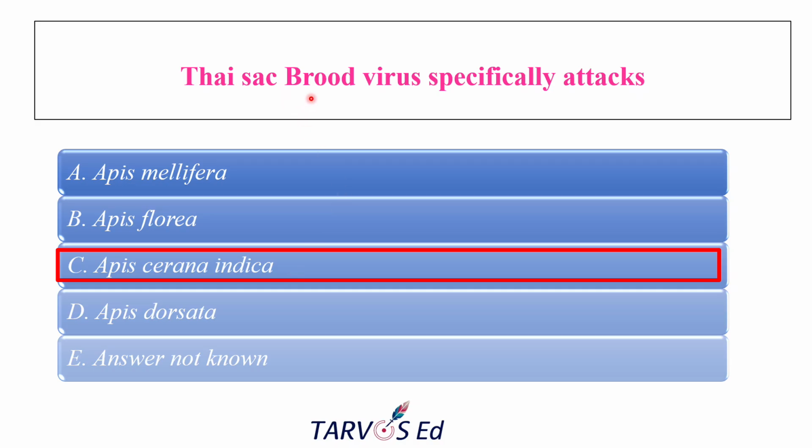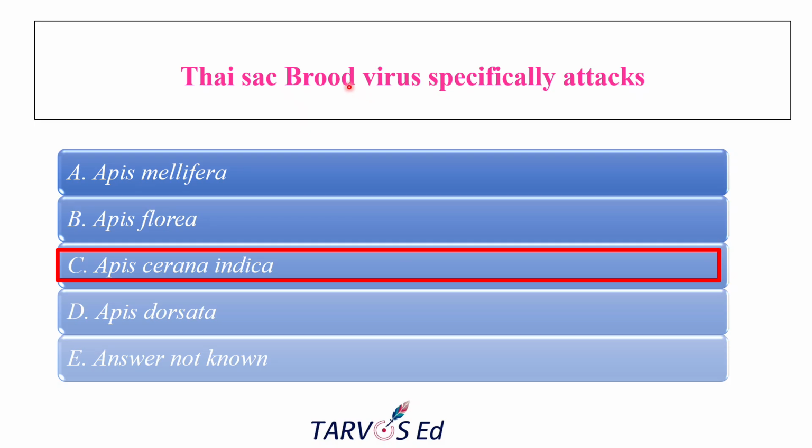Because the Thai sac brood virus generally attacks Apis cerana indica, the Indian hive bee. It was first identified as a major problem in Thailand, especially in the 1970s, where it caused massive colony losses in Apis cerana. That's why it is named Thai. Sac means it forms a sac-like structure, and brood means it generally affects the brood, the young ones of the bees, not the adults. So, Thai sac brood.